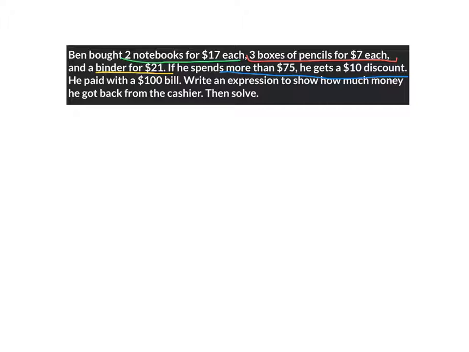If he paid with a $100 bill, we're going to write an expression to show how much money he got back from the cashier. All right, let's take this one step at a time. We know that he got 2 notebooks for $17 each. That's multiplication. And if we remember, if we put the parentheses right next to the number, that shows multiplication.